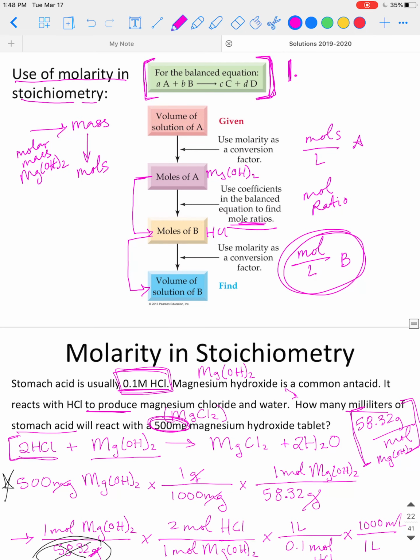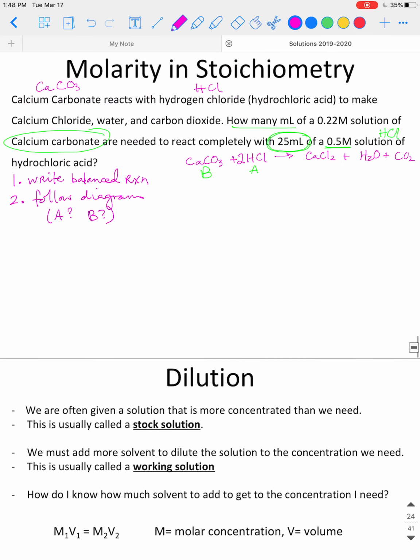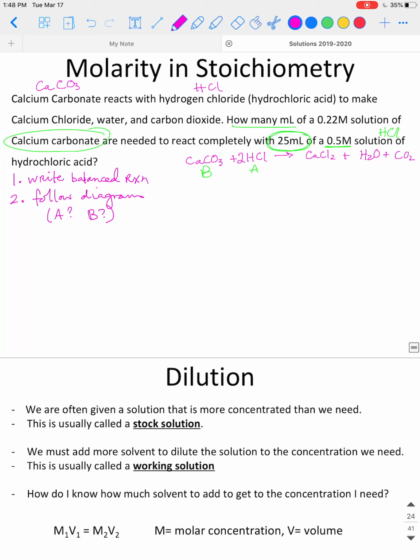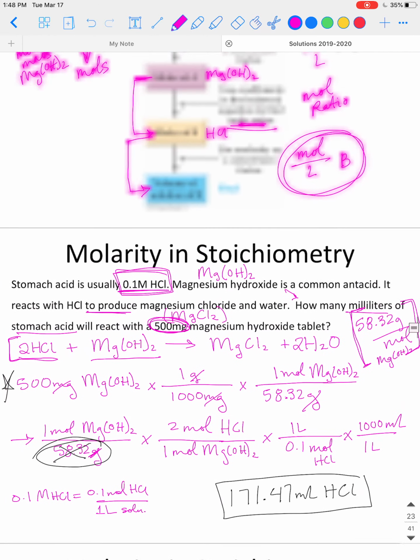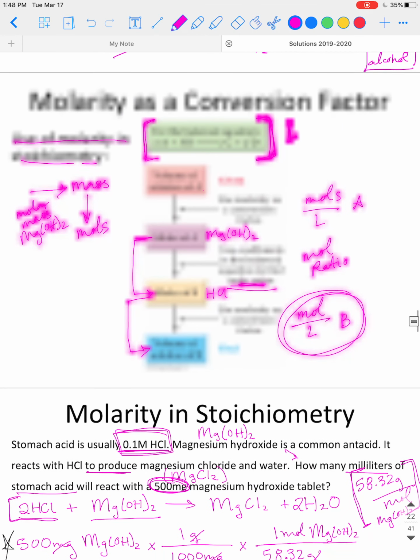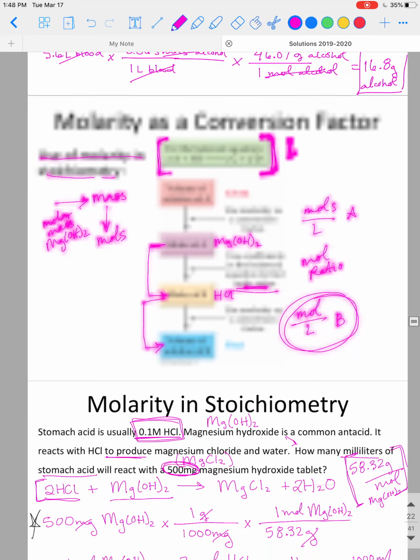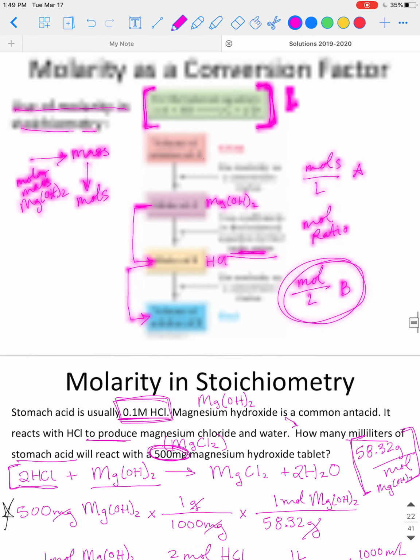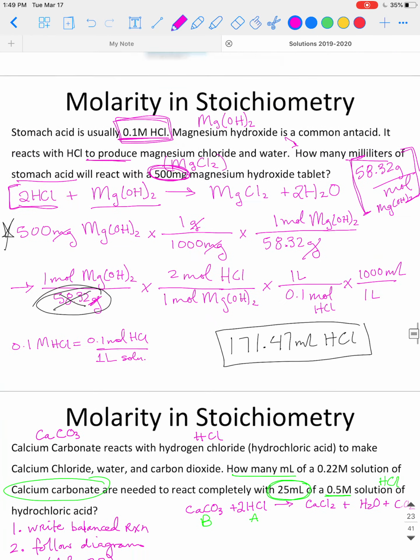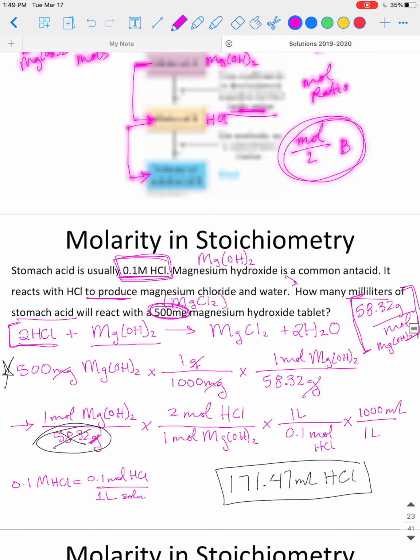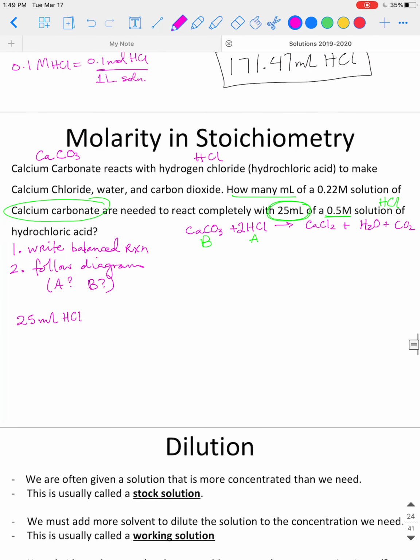So the diagram says you start with the volume of solution A, which is HCl. So we're going to start with the volume. I'm going to start over here on the left side, 25 milliliters HCl. And according to the diagram, whoa, what happened? That looks really blurred out. I don't know what happened. Our diagram isn't very visible.